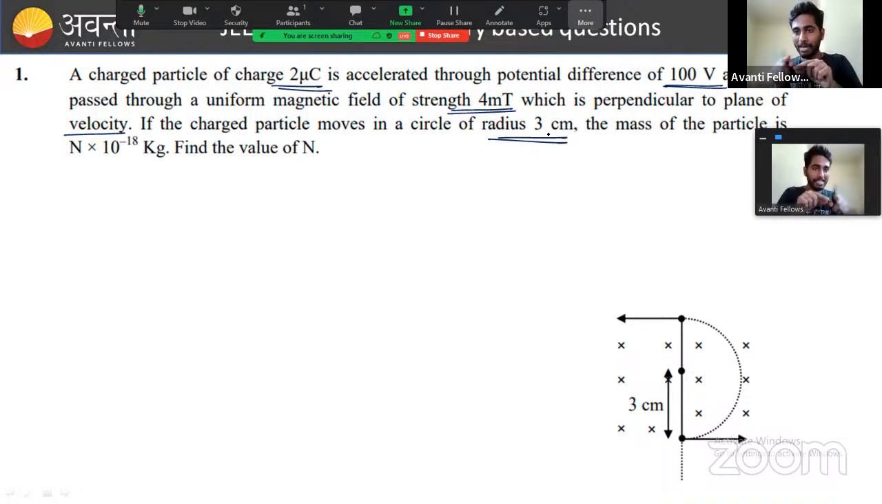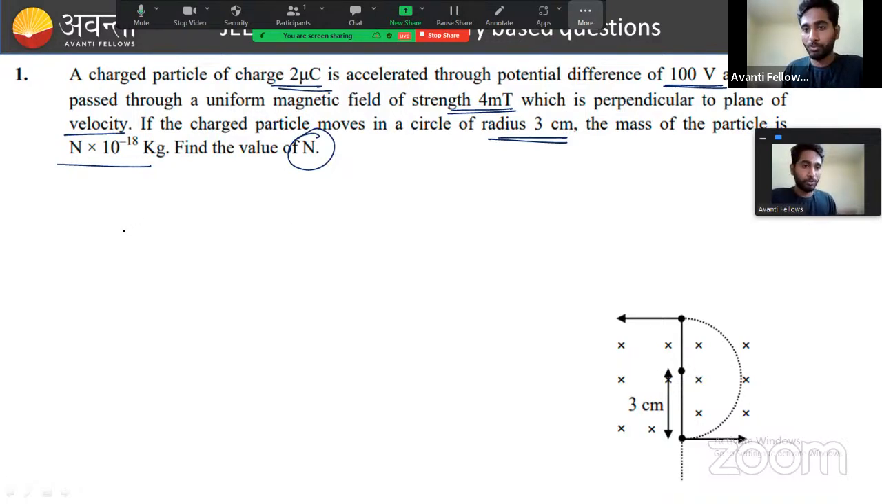And then the charged particle is moving in a circle of radius 3 centimeter. Means this charged particle which is thrown into the magnetic field is making a circle whose radius is 3 centimeter. You can observe that in the diagram below also. The mass of the particle is n into 10 to the power of minus 18 kg. Now we have to find out the value of n. Clear enough? Right, how to find this?